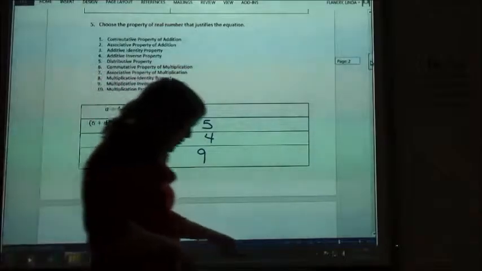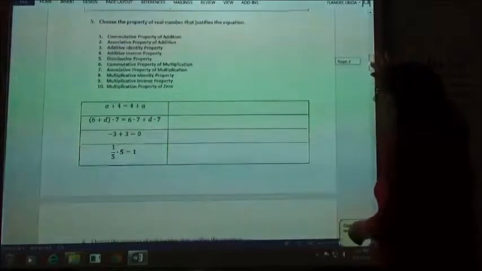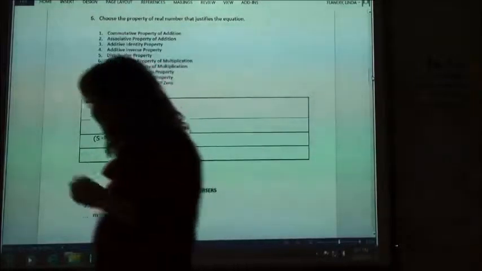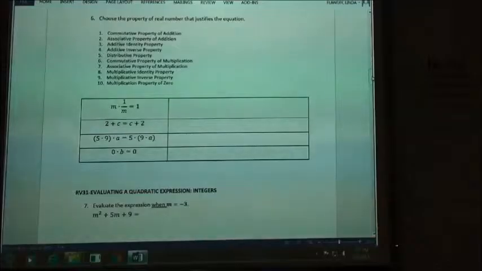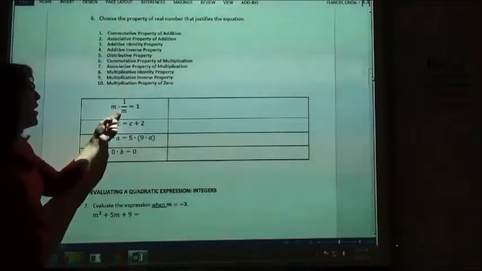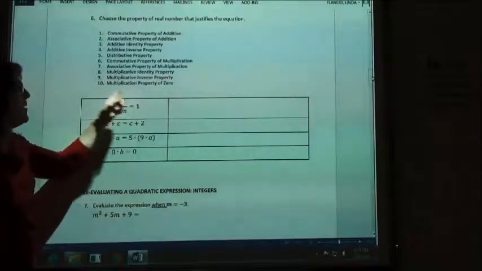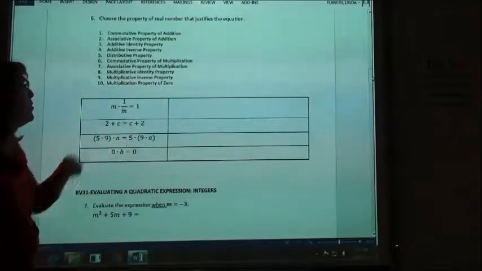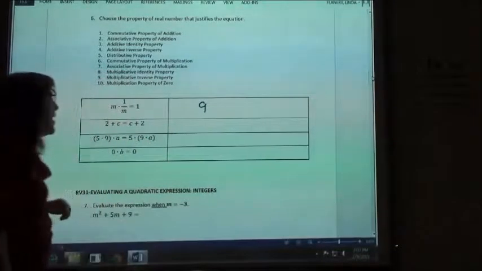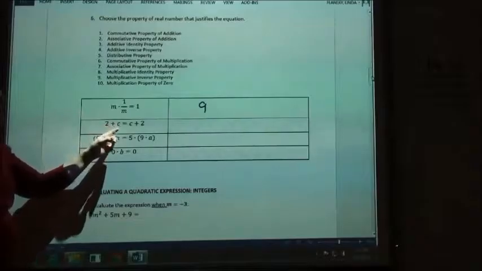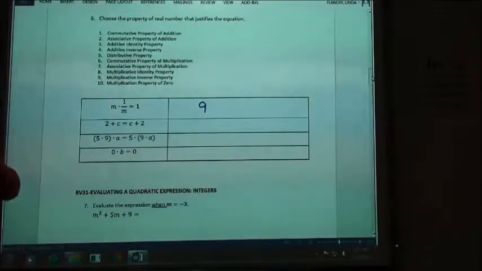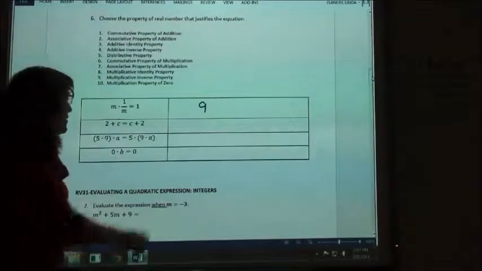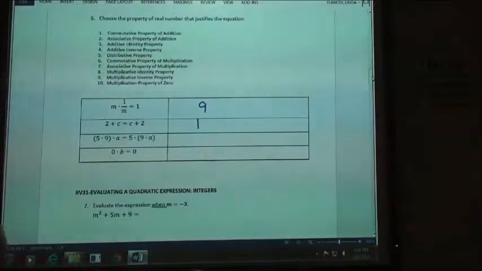Go ahead, try to do the next 4 here while I'm moving the board. So on the next one, m times 1 over m equals 1. Again, that's the multiplicative inverse property. A value times its reciprocal equals 1. Multiplicative inverse was number 9. 2 plus c equals c plus 2. I've just switched the order around. That's my commutative property of addition. So number 1.